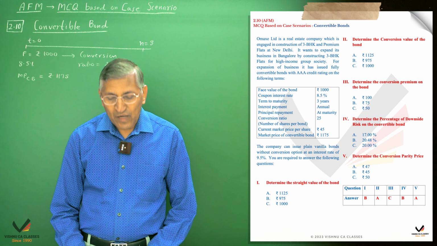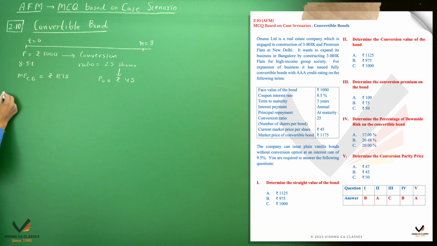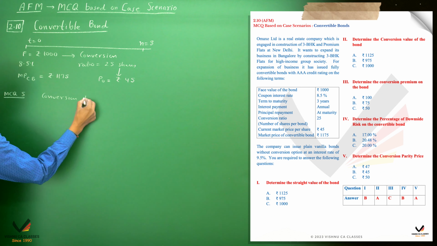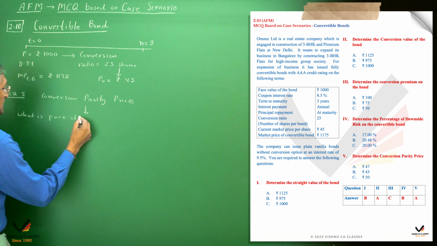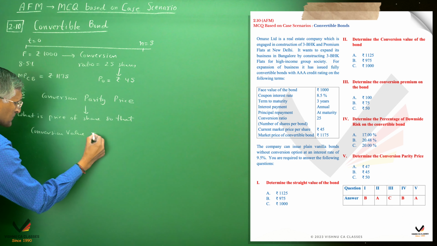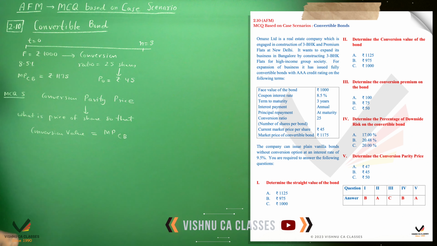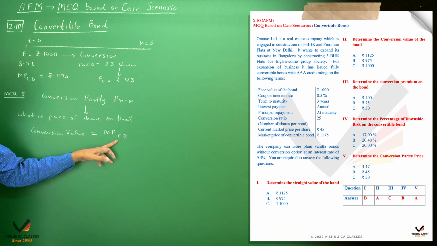So next we have MCQ number 5. They are asking to calculate the amount of conversion parity price. So first let us see what is meant by parity price. It means what is the price of share. When your bond converts into shares, then what should be the price of share so that conversion value becomes equal to current market price of convertible bond. So what price should the share have so that the conversion value becomes equal to market price of convertible bond.